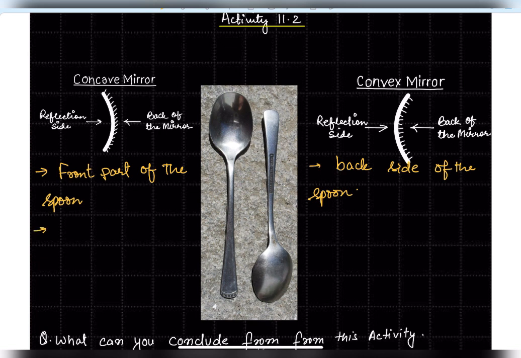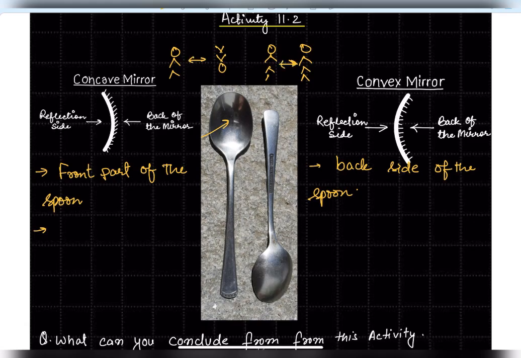Now if you look carefully at the front part of the spoon from a little bit far, you will find that the image formed is inverted. Inverted means if you are standing like this, the image inside the concave mirror will be like this. And if you go very close to the spoon, you'll find the image is not inverted, it is erect. So first it is inverted, and if you go very close, it will be erect.